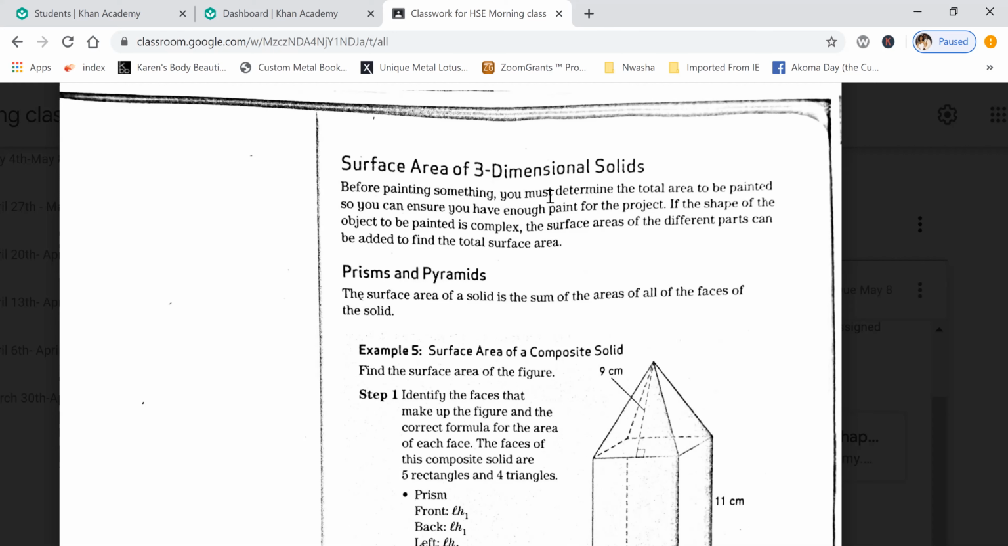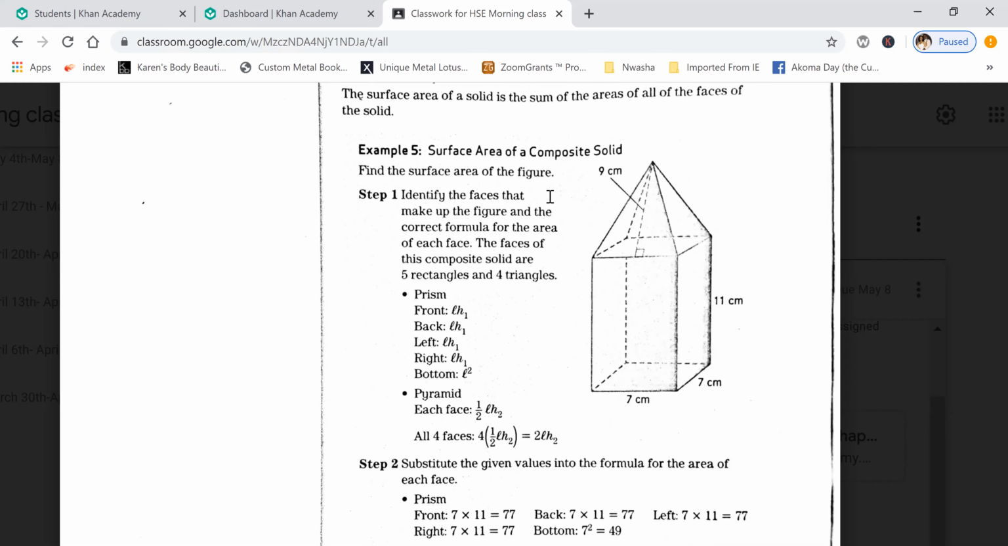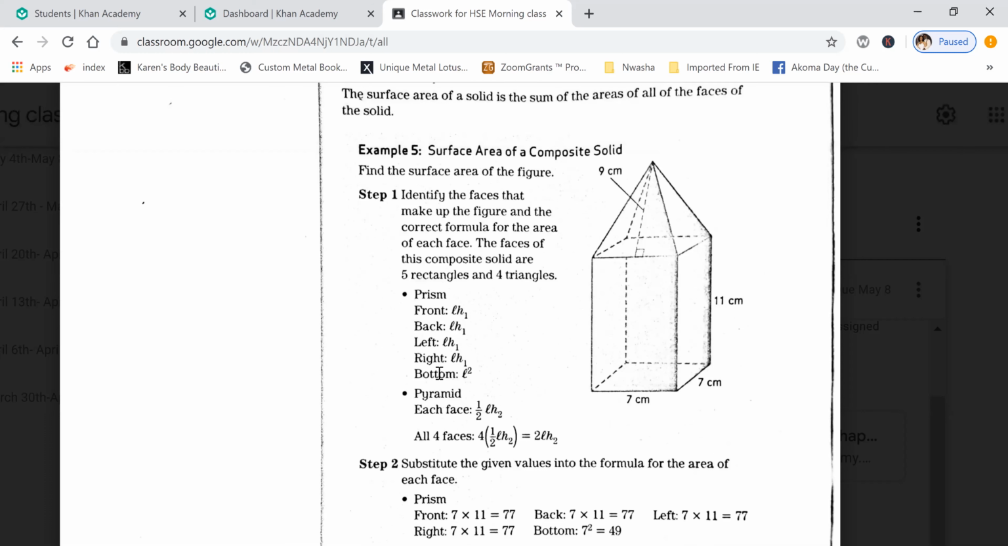And they're starting with prisms and pyramids. So the first step all the time is always to identify the shapes. Here you are saying, when you're painting this composite figure, this is where you have to be mindful of what you're actually looking at. Because this one is saying, identify the faces that make up the figure and the correct formula. So for the prism, you can see there's a front, a back, a left, a right, and a bottom. There's no top because the pyramid's on top of the prism.